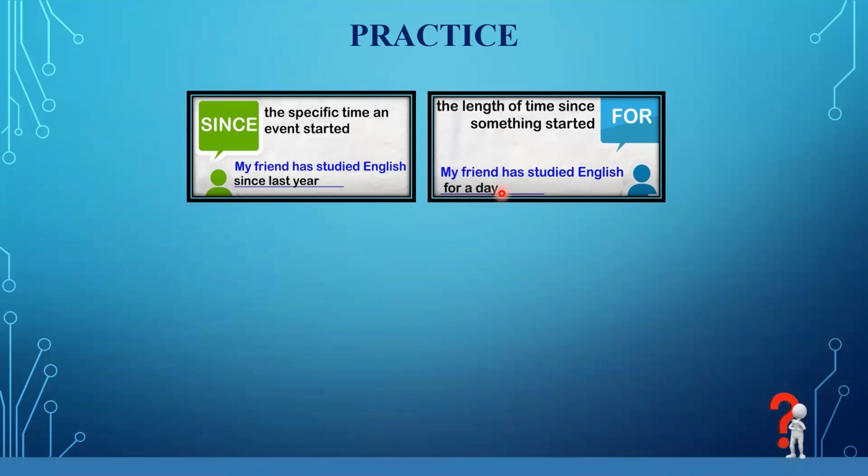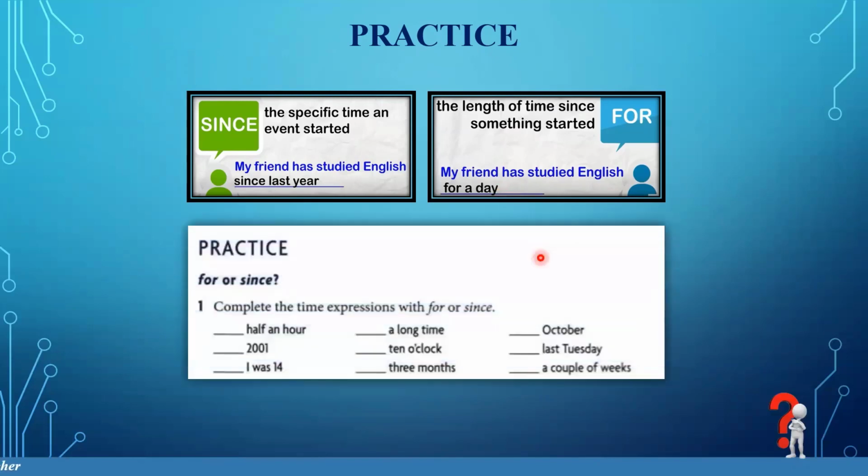So we say 5 years, a day, a month, a year. Yeah. So now it's time for practice, a very short piece here. Practice using for and since here. One, complete the time expression with for and since.